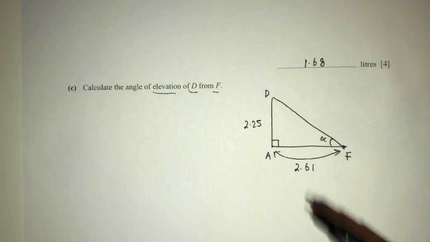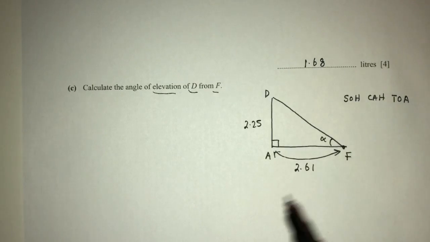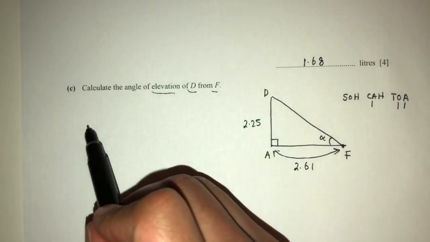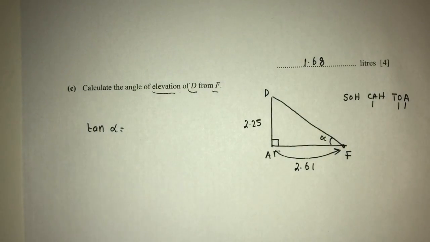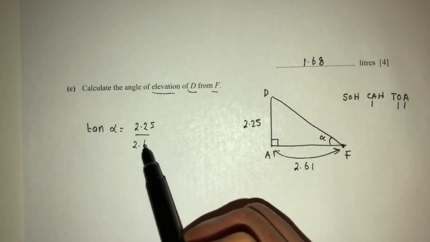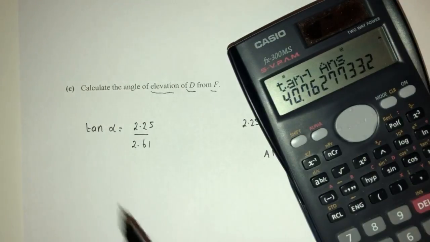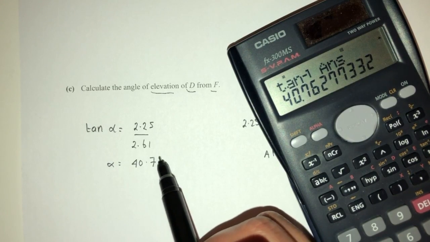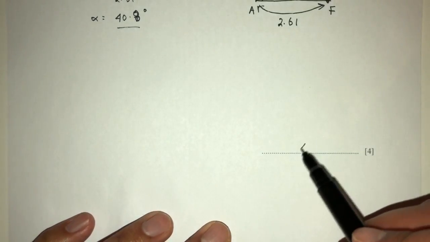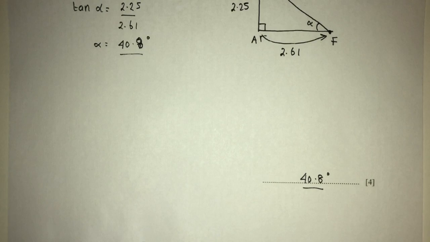Now, to find this angle, we have to use SOHCAHTOA to decide which trig to use. So this is the opposite side, so we have to use tan. So tan of alpha is the opposite side, 2.25 over 2.61. And tan inverse of that to find the answer. So alpha, which is the angle of elevation, in my case shows to be 40.8 degrees for my answer. So 40.8 degrees for the answer. Okay, so that will be 0.5.